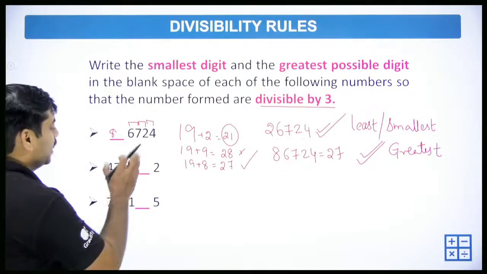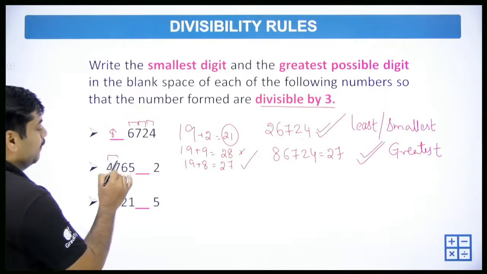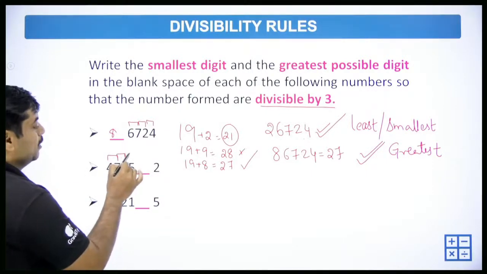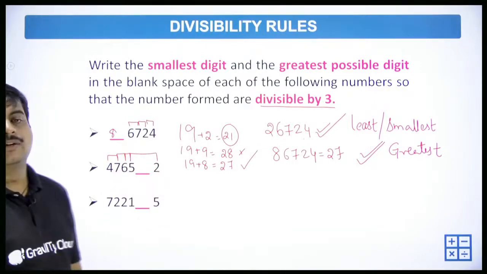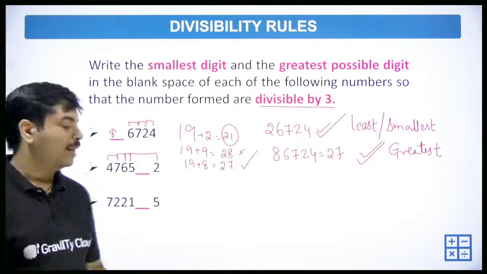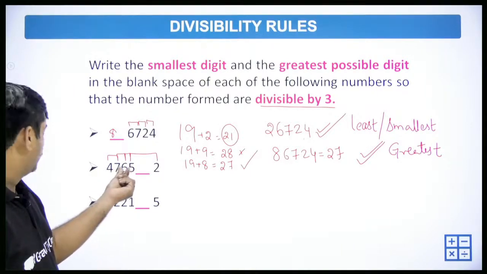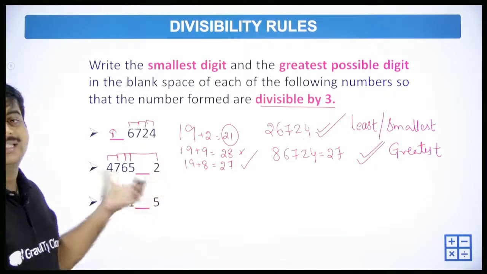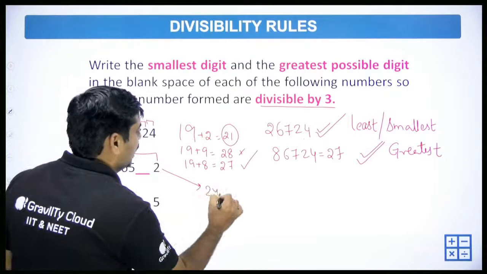4, 7, 6, 5, some number with 2. Just add the numbers. 4 plus 7, 11. 11 plus 6, 17. 17 plus 5, 22. 22 plus 2 is 24. Once again: 11, 11 plus 6, 17. 17 plus 5, 22. 22 plus 2, 24. Yes, it is exactly divisible by 3.